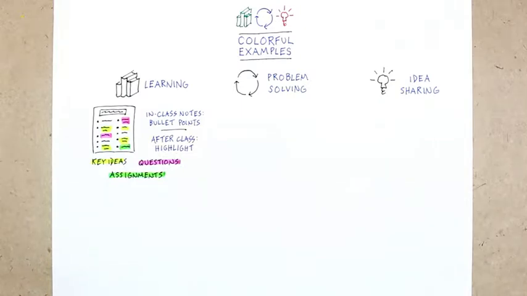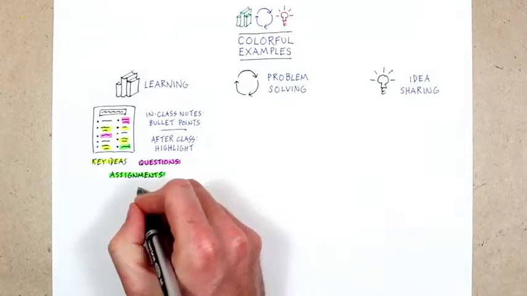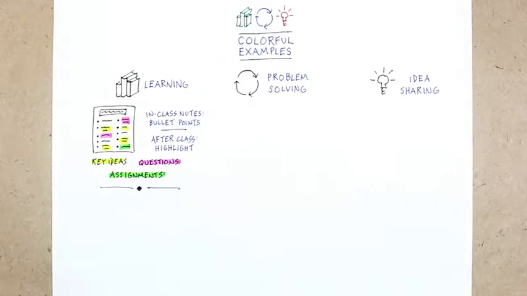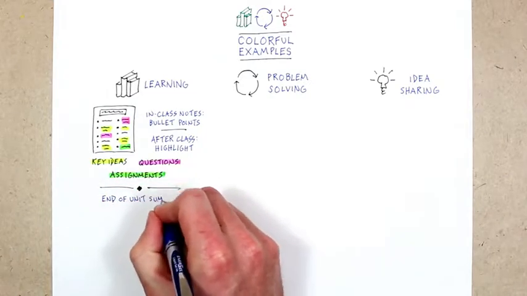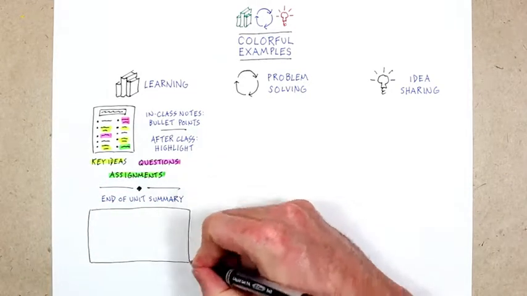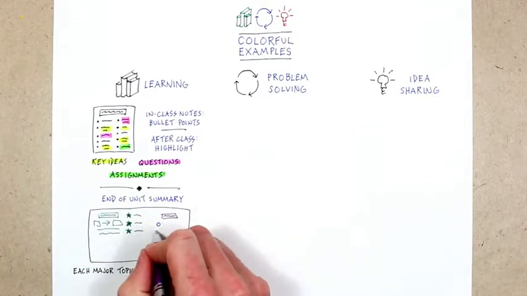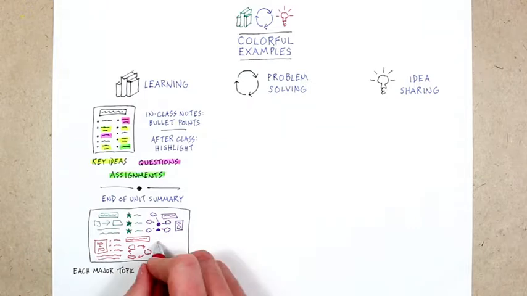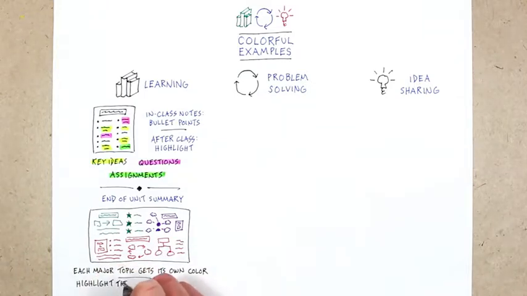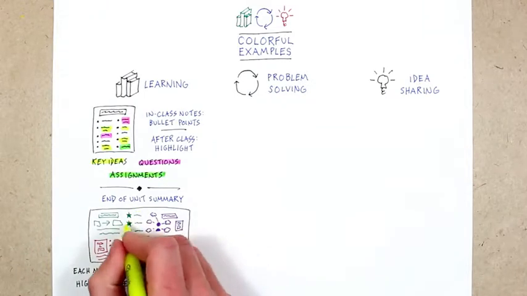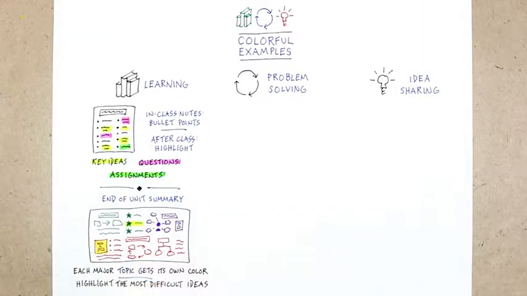If you do that after-the-fact filtering and color coding of your notes throughout the course, that will make it much easier to put together an end of the unit summary, where maybe in this case you give each major topic its own mark-making color, and then go through with just one highlighter to emphasize the most difficult concepts, those things that you want to make sure you review before you put that information to use.